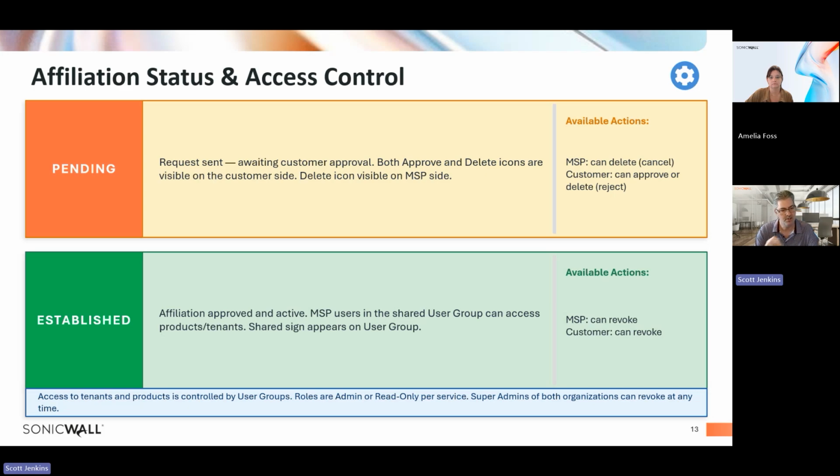There'll be a little shared sign next to a user group. You'll see a little round circle with multiple people in it. So it'll be obvious when you look at a tenant or a user group in your environment. You see that little icon with two black silhouettes in a circle. It just means there are multiple people in that group, and that's a shared group.